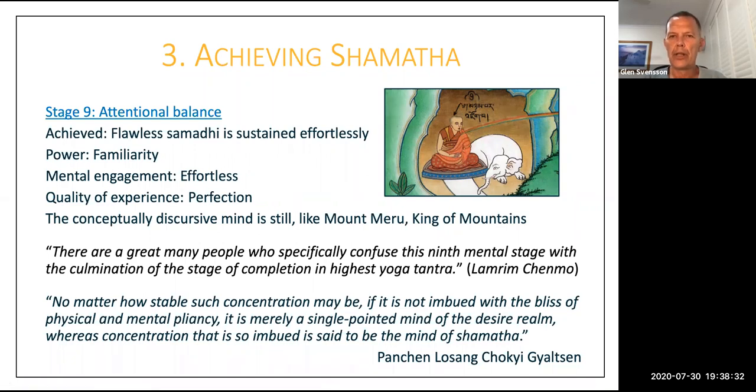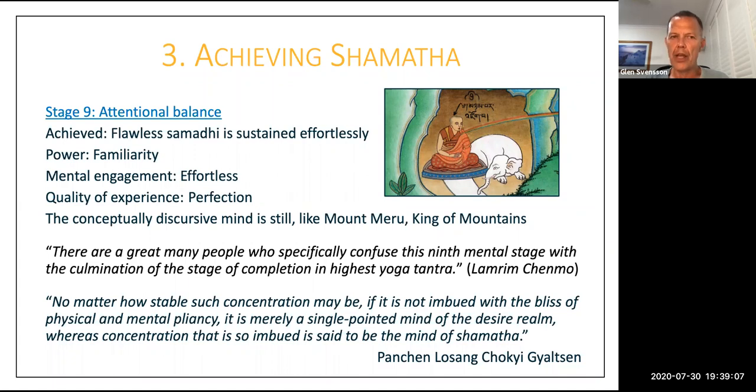Let's now look at the process of actually achieving shamatha. Remember, shamatha is a particular level of concentration, or samadhi, that we're cultivating. In the previous two sessions, we looked at this classic nine-stage model of the stages we go through in achieving shamatha. And we left off in the last session at stage nine. We see the picture here of the meditator with the elephant of the mind in the cave. And stage nine was called attentional balance.